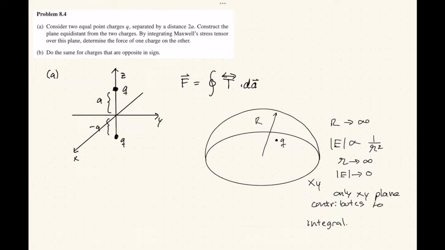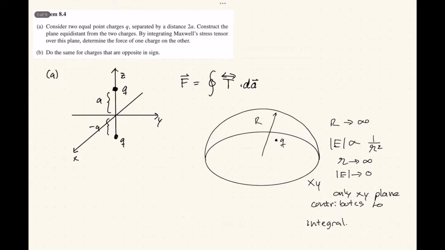So, you use Maxwell's stress tensor by integrating a flux integral over a closed surface. This flux integral then gives you the force acting on the volume within the enclosed surface. We are asked to integrate Maxwell's stress tensor over the xy plane. To create a closed surface that also encloses a charge, we add a hemisphere that also encloses this charge, and we take it so that the radius of this hemisphere goes out to infinity and it touches the xy plane.